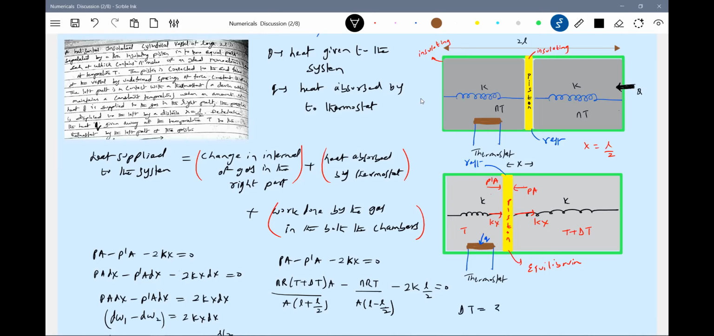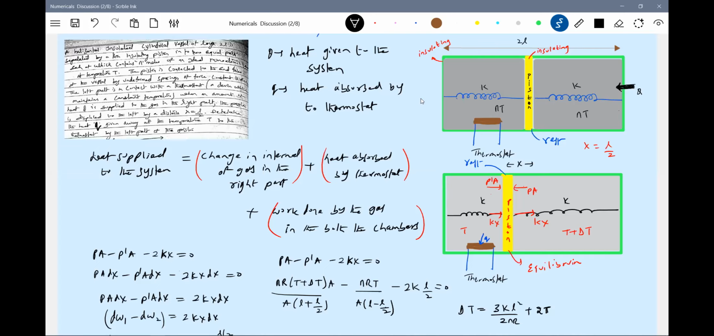Delta T is equal to 3K L square over 2nR. I think you have to check it. I did this calculation earlier. Delta T is equal to this much. Okay, I think we are in a better position now. Let's write all the things. So we know delta T now.